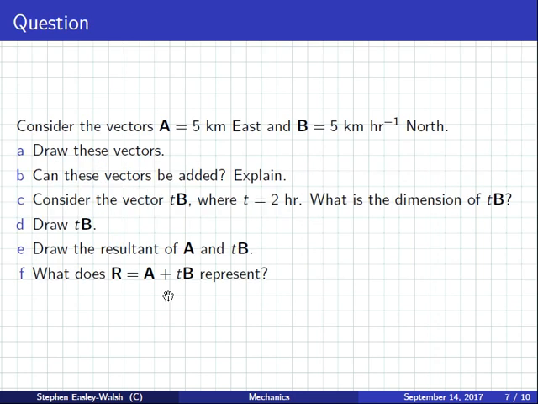Let's have a look at an example. Can you write this example down? And then we'll do it together. So we have two vectors, A, which is 5 kilometers east, and B, which is 5 kilometers per hour north.